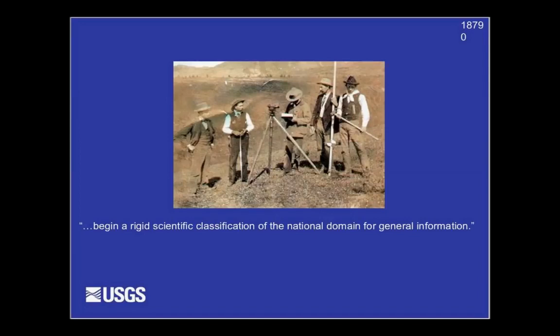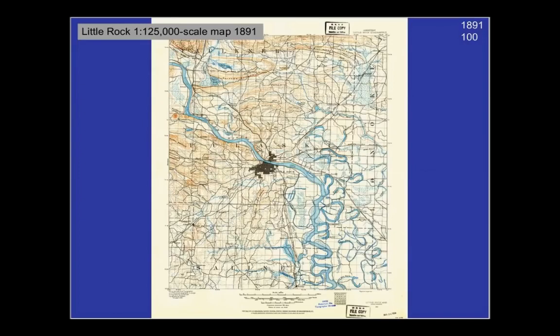Then, in 1879, the U.S. Geological Survey was created to, quote, begin a scientific classification of the national domain for general information, unquote. The great surveys of the West were discontinued and brought under the auspices of the USGS. In 1889, funds were allocated specifically for topographic surveys. The first maps were 1 degree in size and used a scale of 1 to 250,000, but this quickly transitioned to the 30-minute by 30-minute size at 1 to 125,000 scale, as seen on this map of Little Rock, Arkansas. These maps would launch the systematic coverage of the United States with quadrangle topographic maps.